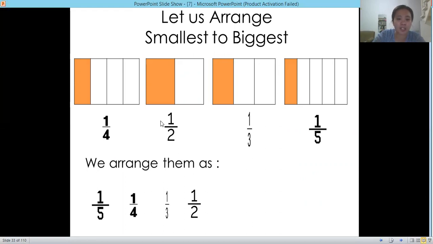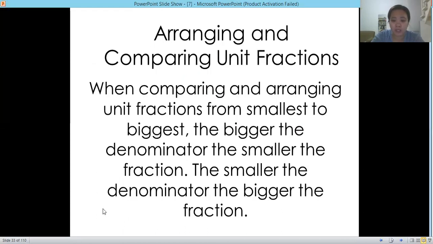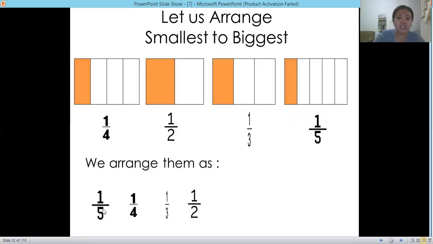Okay po, so we are going to arrange from smallest to biggest. Okay, so the smallest is 1/5. Next is 1/4. As you can see also in the color. Next is 1/3, the one with the shaded part. And the biggest is 1/2. Okay, the bigger the denominator, the smaller the fraction, our unit fraction.